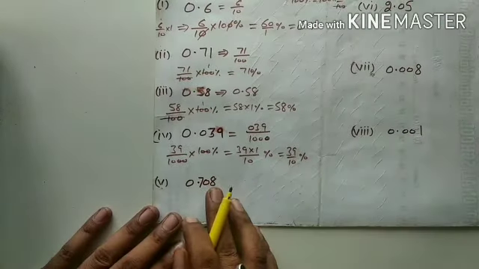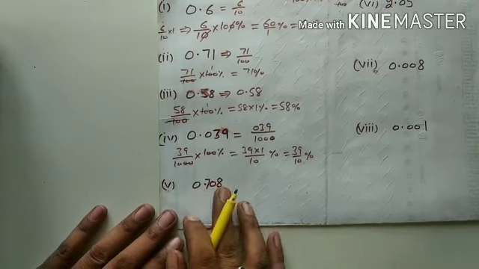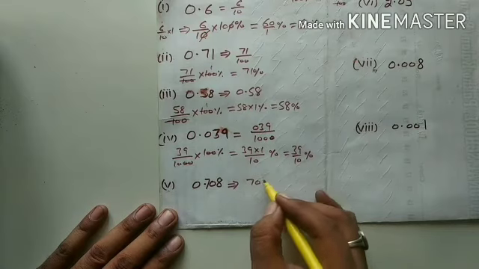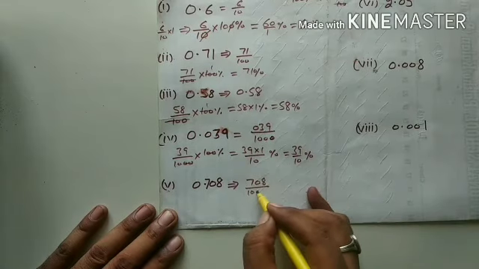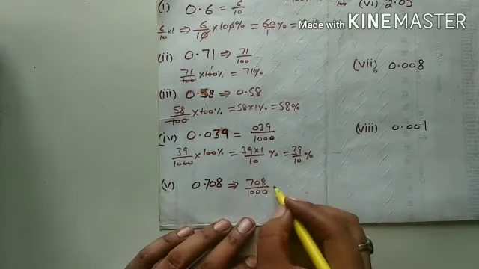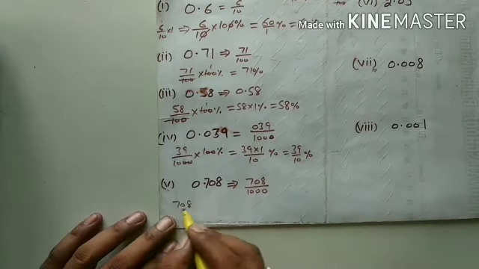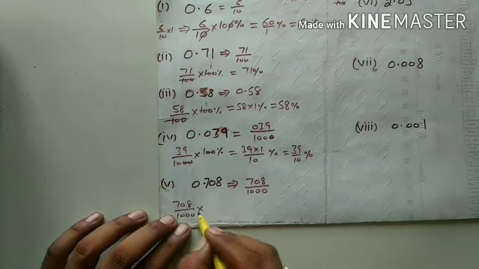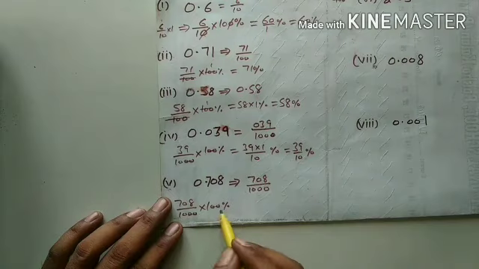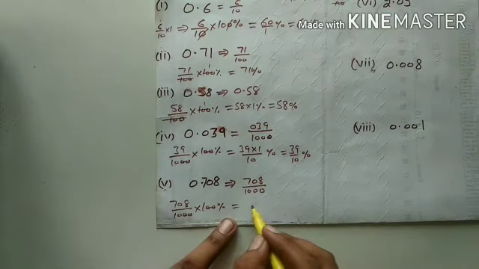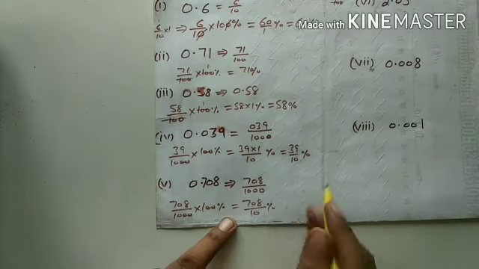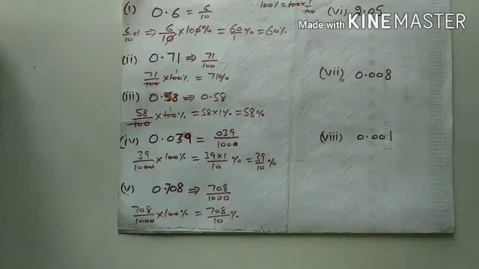Now 0.0708. So what is the meaning of this? 708 divided by 1000. Now 708 divided by 1000 multiply 100%. Now I cancel the two zeros with the two zeros. So the answer is 708 over 10%. Now this is the answer.